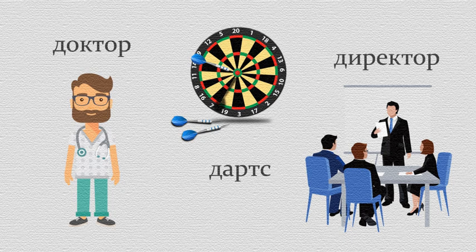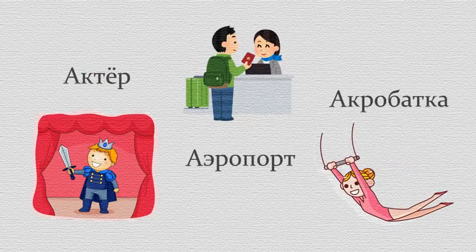Доктор, дартс, директор. And if we have letter A, we will have актер, аэропорт, акробатка.